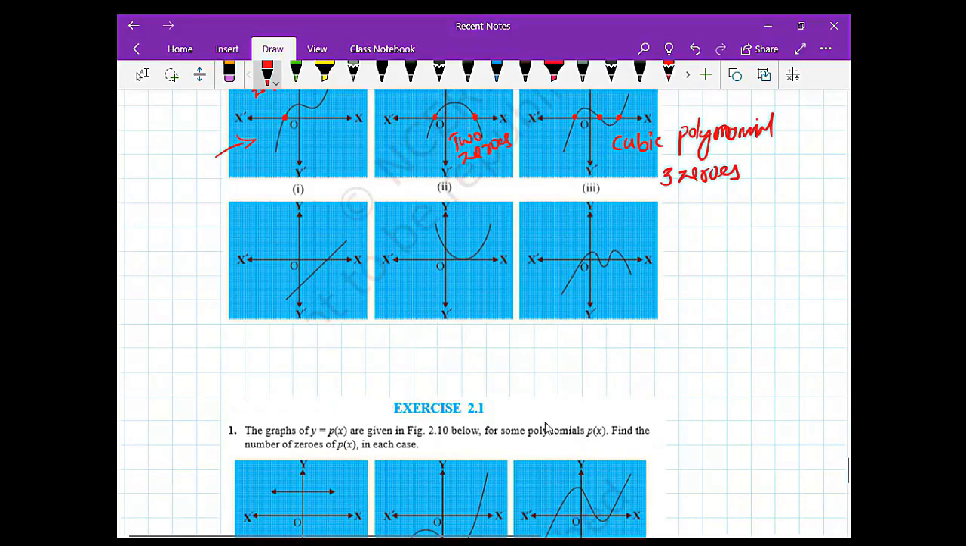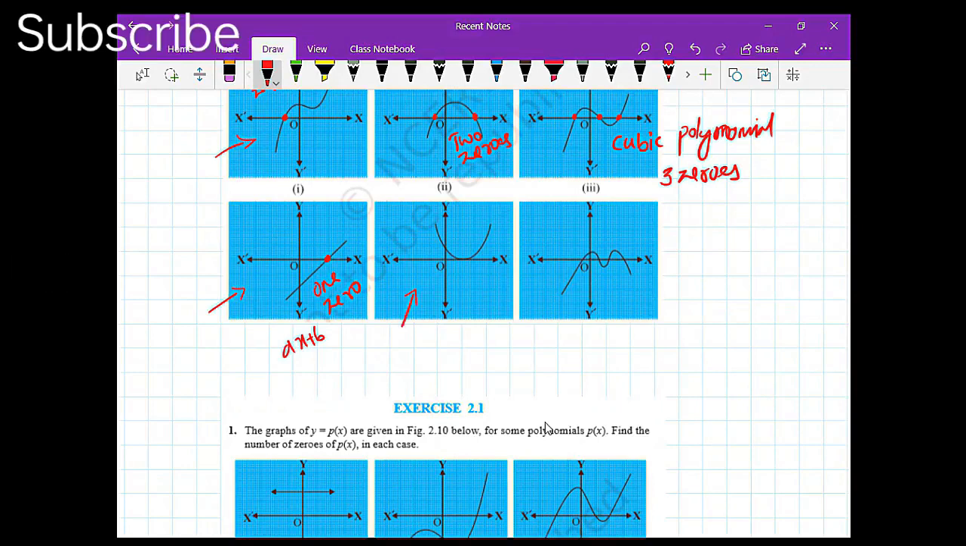See the fourth graph, here there is a straight line. It means the line is intersecting the x-axis at only one point, which means only 1 zero. That is a linear polynomial, ax plus b. Yes. And here in the fifth curve, this parabola is facing upward, which means a is greater than 0, that is, the coefficient of x square is positive.